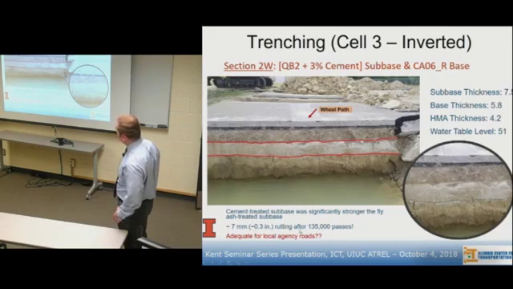Just only 7 millimeter rutting out to 135,000 passes. I think this is very adequate for local agency construction. Right? Low volume road, local agency construction. I think this is a great construction, a typical pavement section to construct.